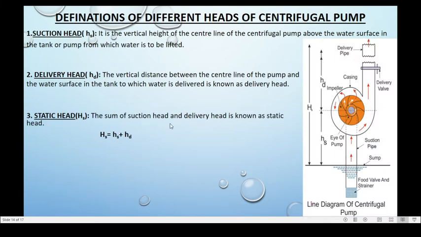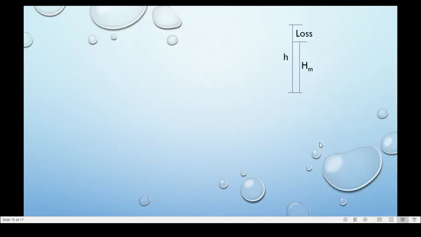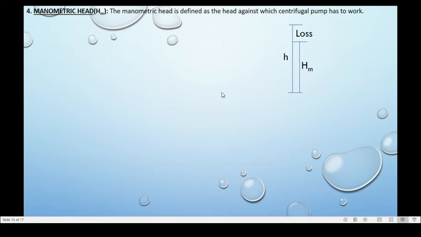The sum of suction head and delivery head is known as static head. So total head is your Hd plus Hs. Next is the manometric head. So what is manometric head?